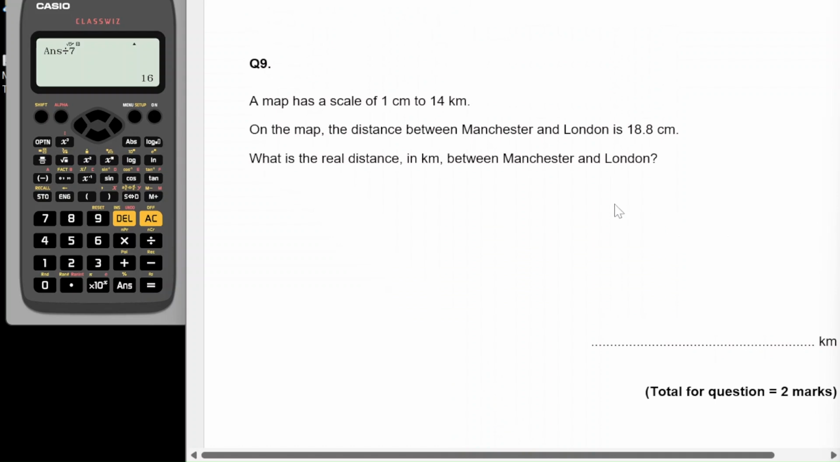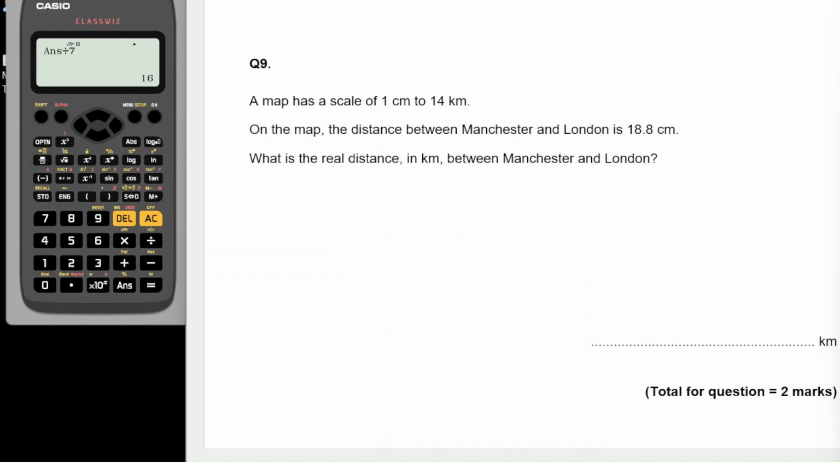Okay, question 9. A map has a scale of 1 centimetre to 14 kilometres. On the map, the distance between Manchester and London is 18.8 centimetres. What is the real distance in kilometres?